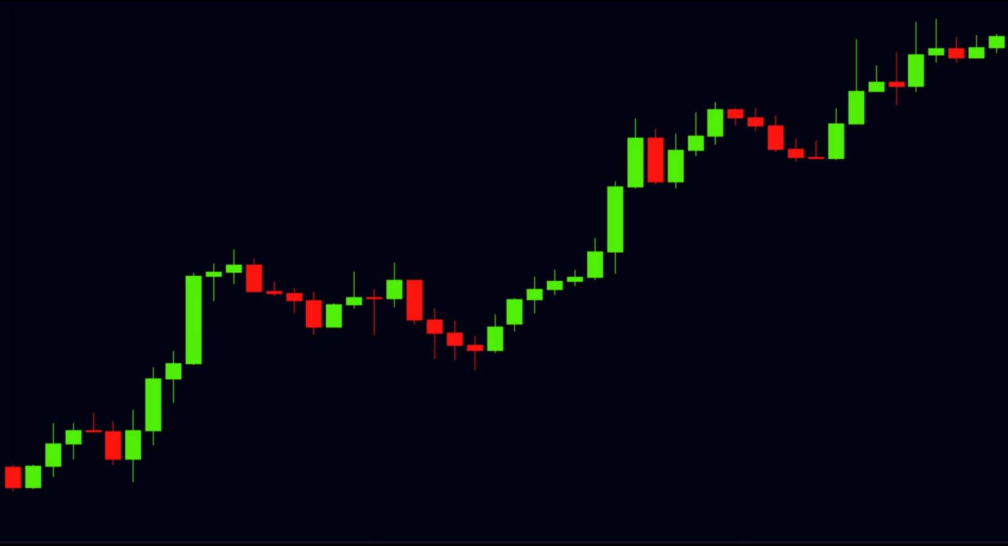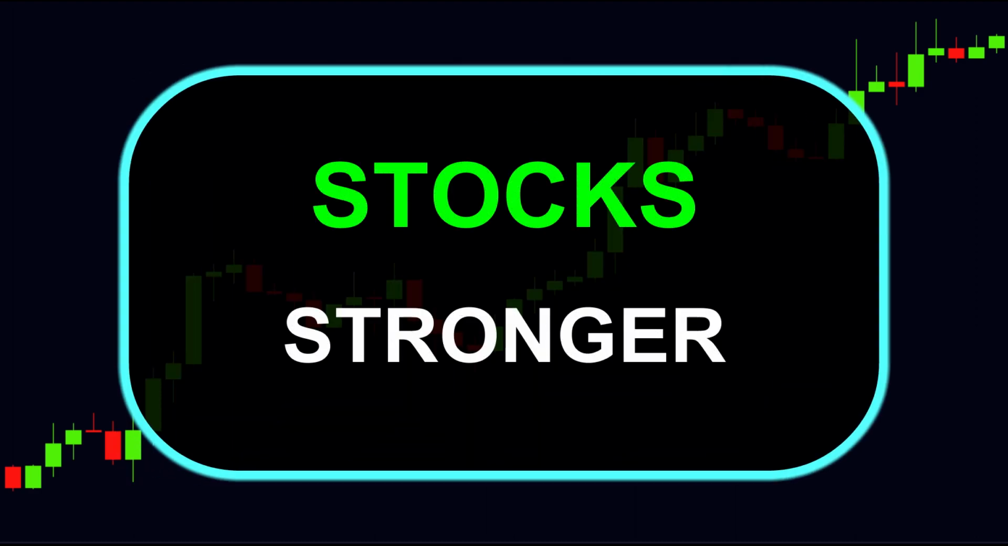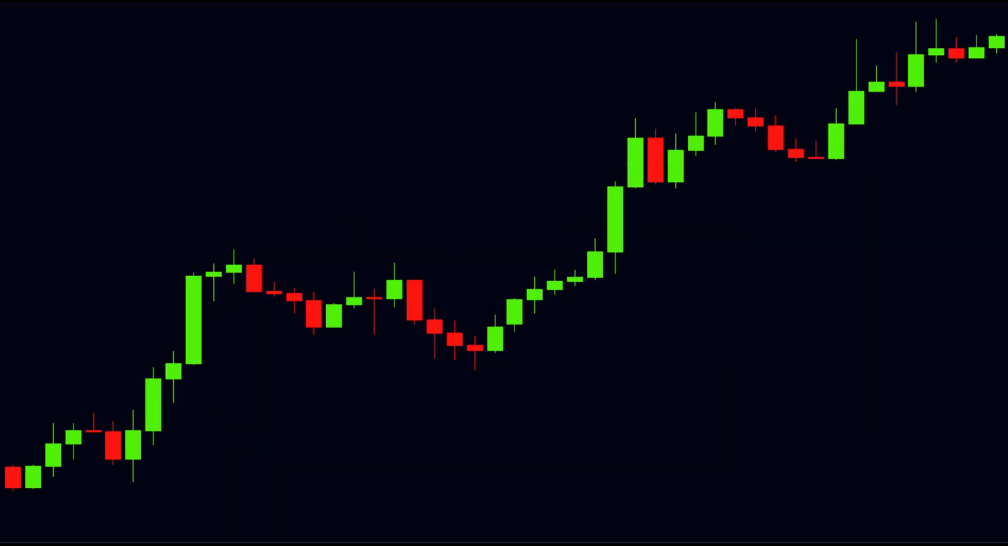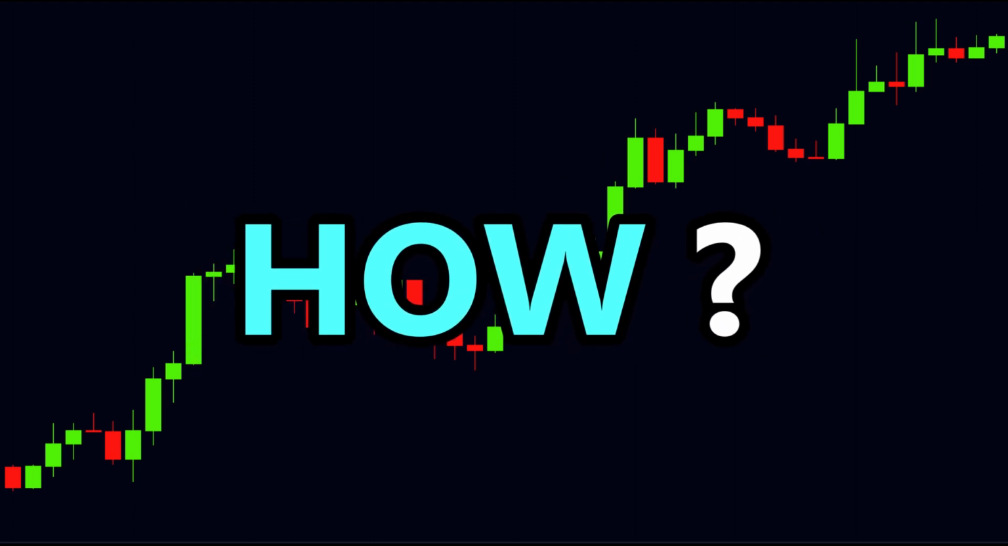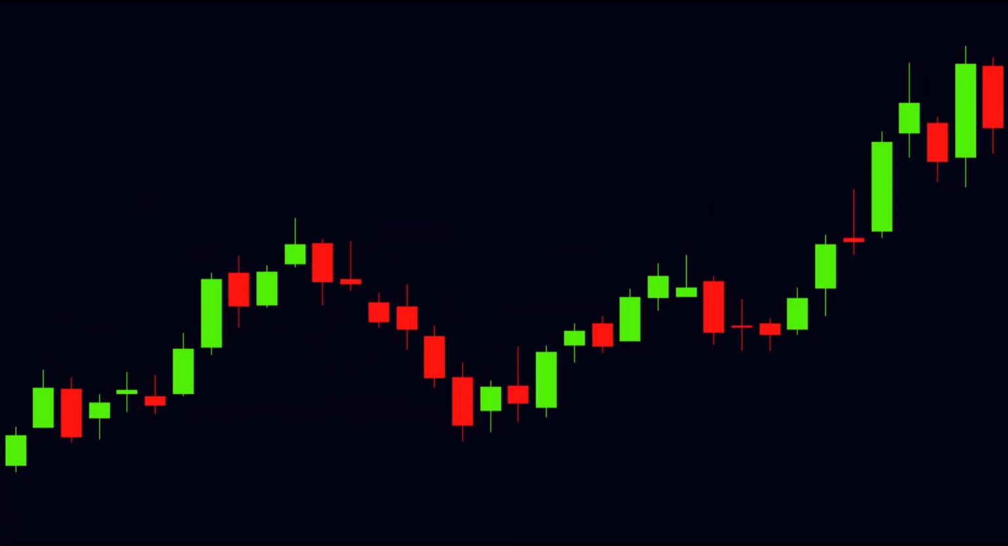Our first job is to find the stocks which are essentially stronger as per our requirements. After that, we will see each stock on the daily chart and try to plot the Darvas box. As the price breaks this box, we will make our trade entry. But the question is how to draw the Darvas box. Let me explain this in a simple way.